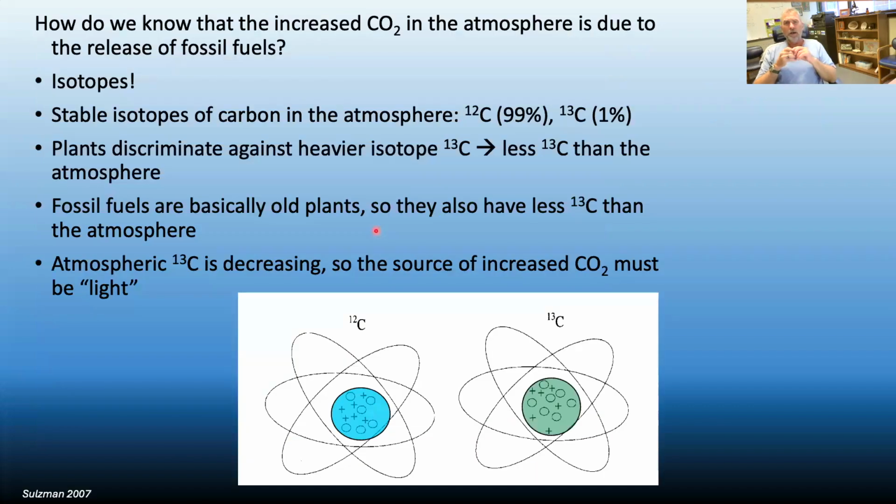All right, so how do we know that the increase in carbon dioxide in the atmosphere is due to the release of fossil fuels? Again, I'm going to point to isotopes here. Stable isotopes of carbon in the atmosphere: carbon 12 is the largest one at more than 99%. Carbon 13 is 1% or less. Plants discriminate against the heavier isotope, which means that there is less carbon 13 in plants than there is in the atmosphere. So fossil fuels are basically old plants.